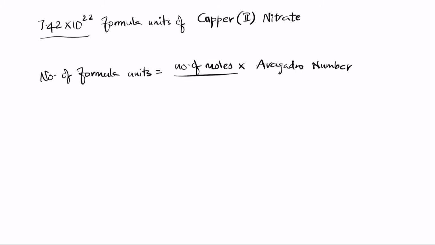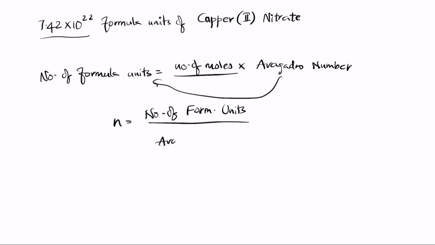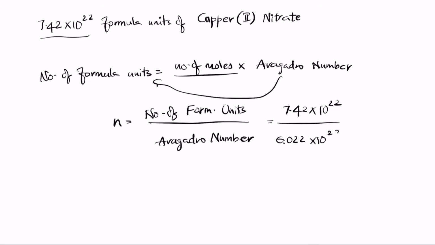If you want to find the number of moles, push this down to the other side. So N becomes the number of formula units over the Avogadro number. The number of formula units is 7.42 times 10 to the power 22 over 6.022 times 10 to the power 23. When you calculate the value, you should get 0.123 mole of copper 2 nitrate.